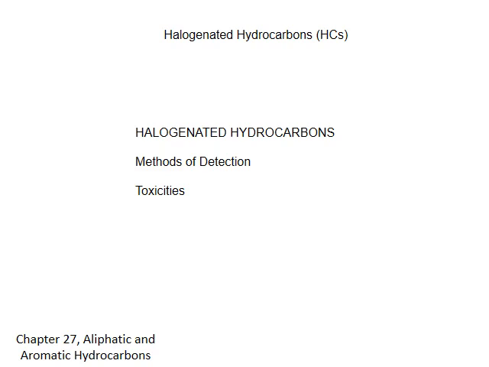We'll now turn our discussion to the halogenated hydrocarbons. In this group of molecules, one or more of the hydrogen atoms is replaced by a halogen atom, such as fluorine, chlorine, bromine, or iodine. We see halogenated hydrocarbons all around us. They're used as solvents, they're used as refrigerants, they're used as fire retardants.